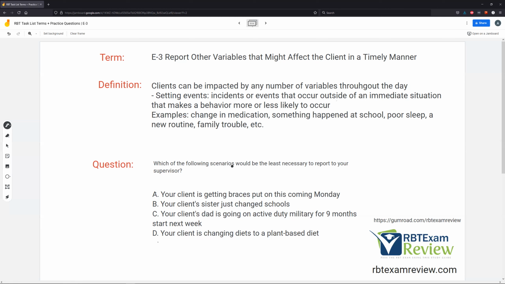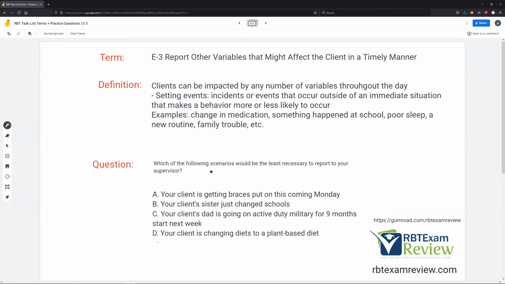So question, which of the following scenarios would be the least necessary to report to your supervisor? So this is where common sense comes into play, right? And we're looking for the best answer, because although you need to report setting events, there are some things that just aren't as relevant, okay, that are just less necessary. If you reported everything that happens every day, okay, it'd be just overwhelming. So we need to pick and choose.